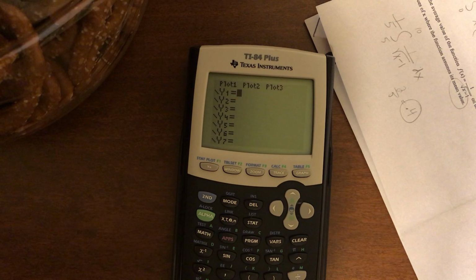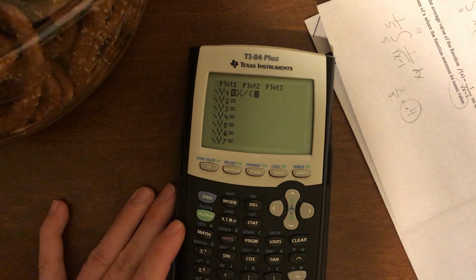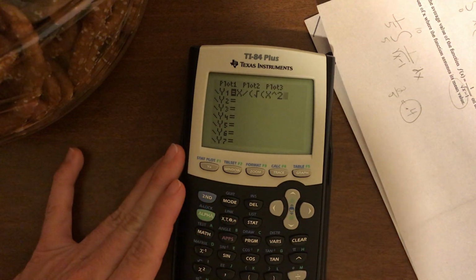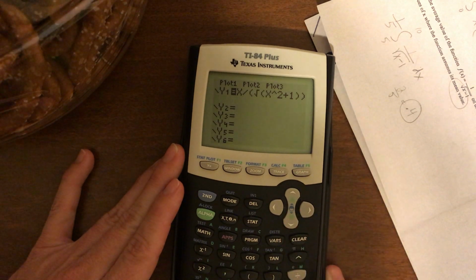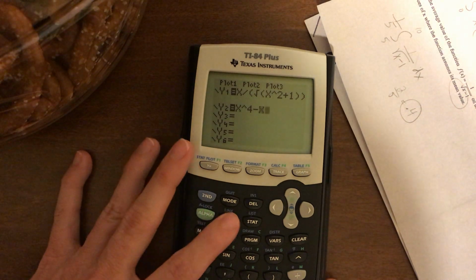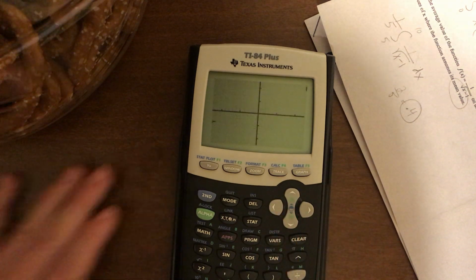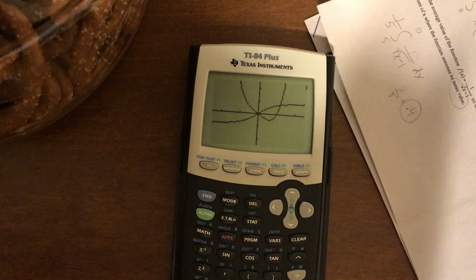So what I would probably do is put these two functions into your y1 and your y2. That's x divided by, and in parentheses, the square root of x squared plus 1, parentheses, parentheses. That's my first function. My second function is x to the 4th minus x. I'm going to find their intersection, so second trace intersection. And then I'm going to follow what we did to find the intersection before.